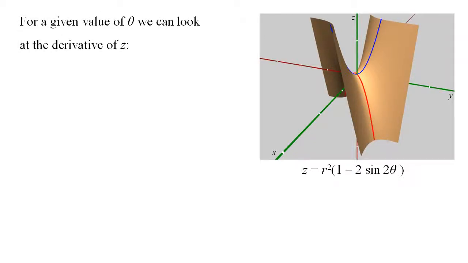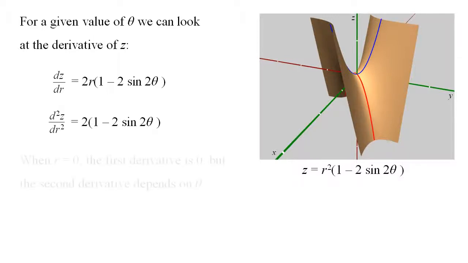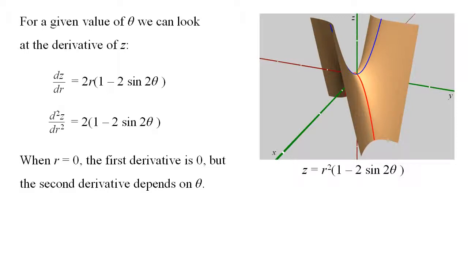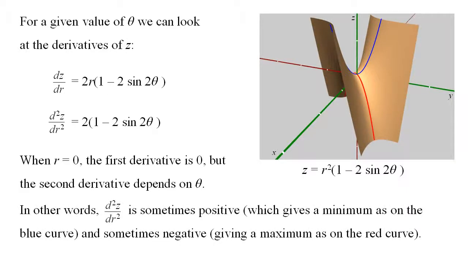For a given value of theta, we can look at the derivative of z. The derivative of z with respect to r is 2r times 1 minus 2 sine 2 theta. Remember, the theta is a constant there. And the second derivative is 2 times the quantity 1 minus 2 sine 2 theta. When r is 0, the first derivative is 0, but the second derivative depends on theta. In other words, the second derivative of z is sometimes positive, which gives a minimum as on the blue curve, and sometimes negative, giving a maximum as on the red curve.